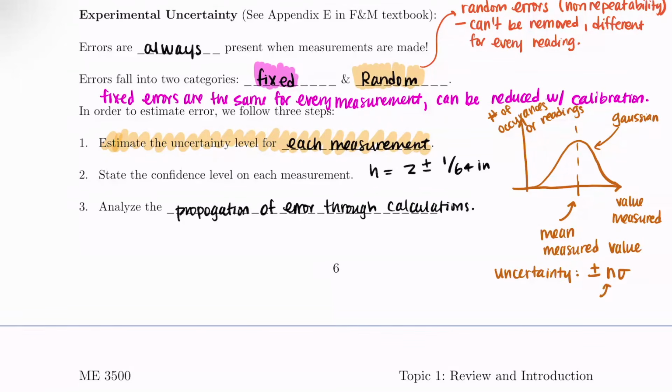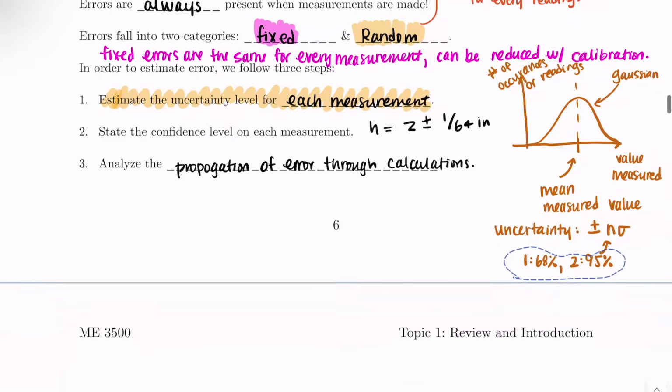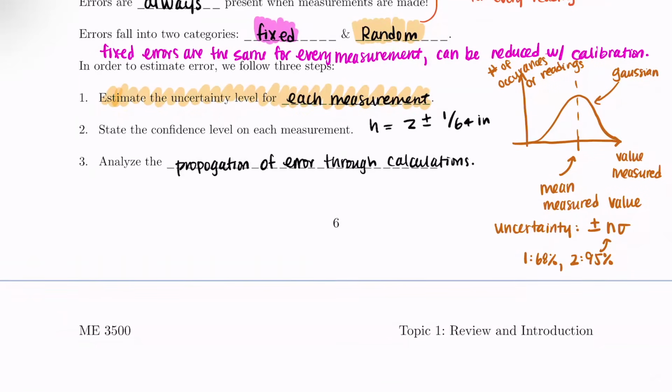So if you have one standard deviation, 68% of the measurements would fall within that band. If you have two, that would give you 95% of the measurements within that band. And then if you do three, that is 99% of the measurements. Okay.